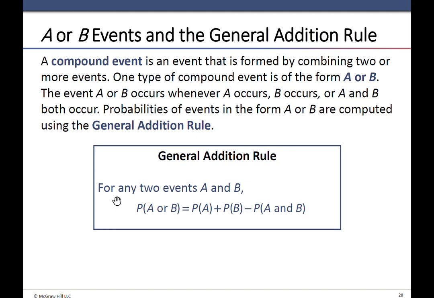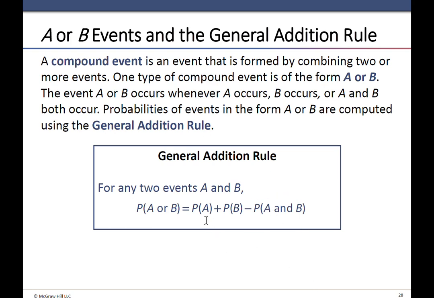And here it is. For any two events A and B, the probability of A or B is simply the probability of A plus the probability of B, which seems to make sense. But you have to subtract out the probability of A and B. Now, why must this subtraction occur?